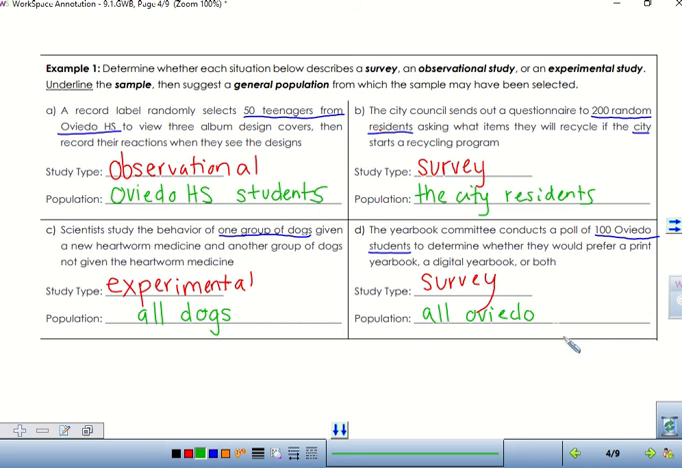I should have put an S on this one. All right, so far good? Anybody need any more time on this? Okay.